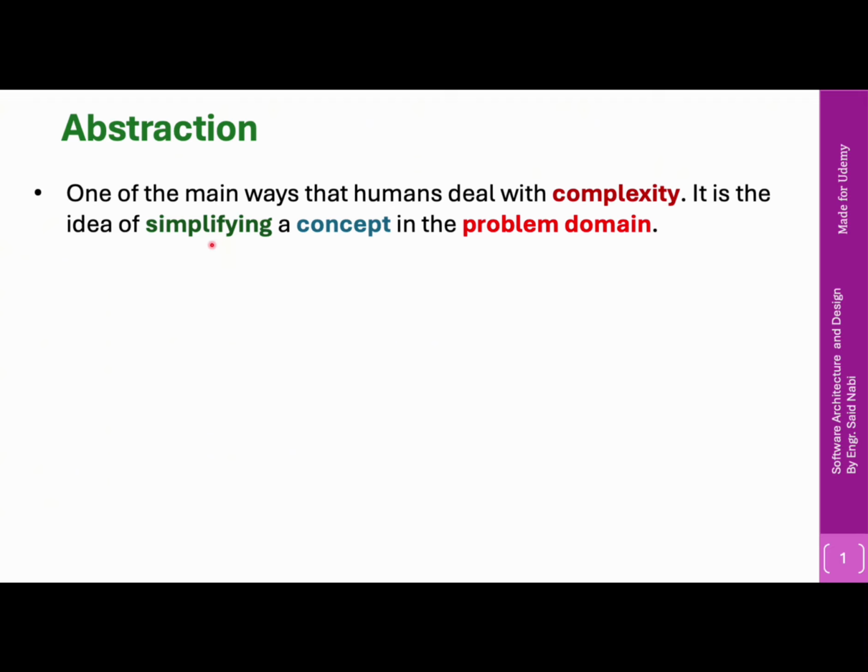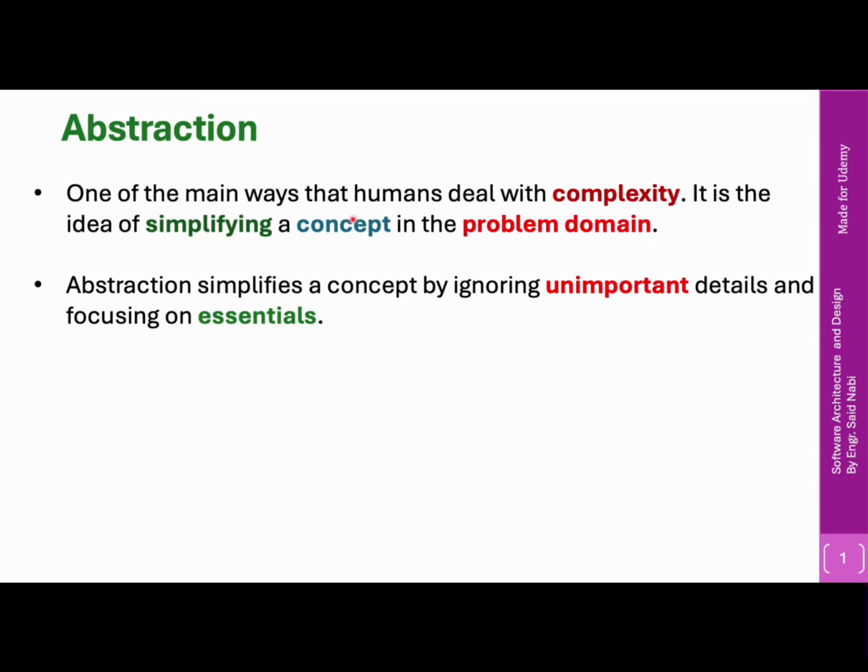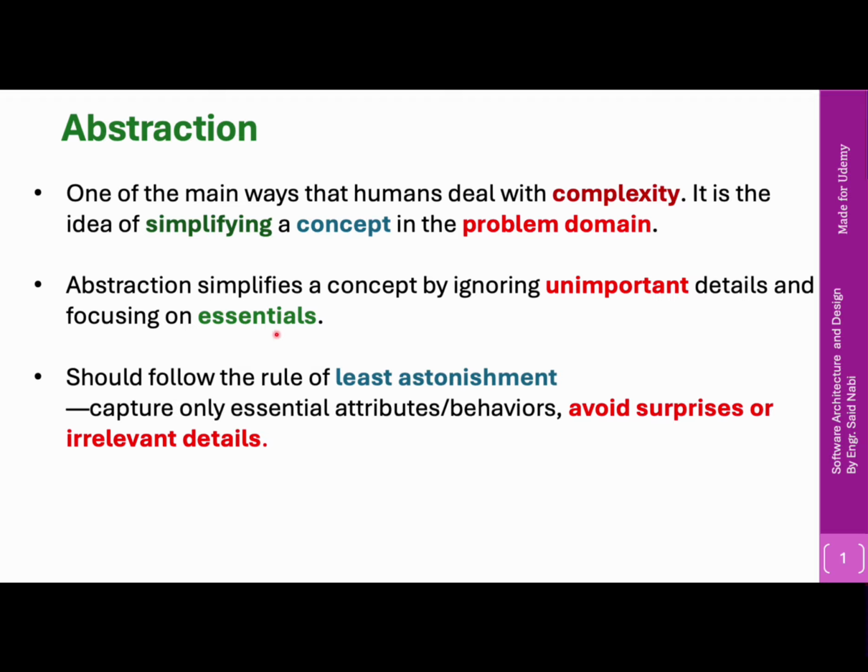It is the idea of simplifying a concept in the problem domain. Abstraction simplifies a concept by ignoring unimportant details and focusing on essentials. For example, if we take the example of an automated teller machine, on the screen you can only see insert a card, enter a PIN, and choose a particular type of transaction. You are not shown the internal details of the ATM, like how the encryption and decryption works, where the data is stored, and all of that is hidden from you.